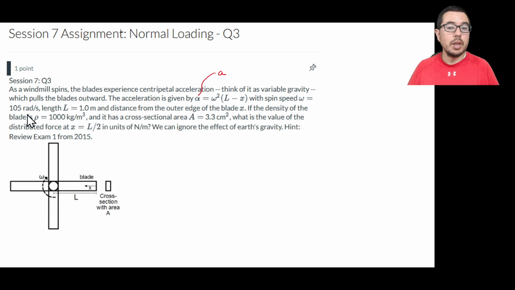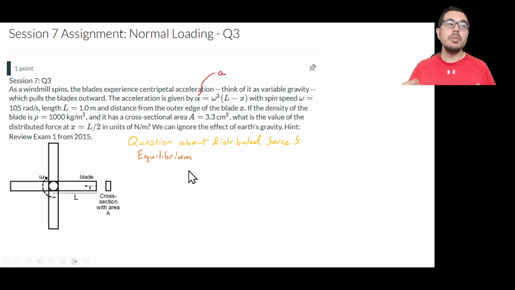The omega is 105 radians per second, and the length of a blade is 1 meter. And we also have an acceleration along this blade given by omega squared times quantity L minus x. This acceleration really should be written as a, it's a linear acceleration, and the angular acceleration would often be given by alpha. But at any rate, the question is about a distributed force. And we've already seen distributed force in the hanging bar question. And we can look at equilibrium here.